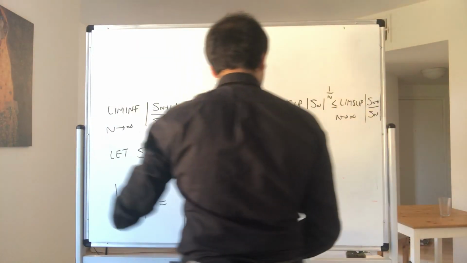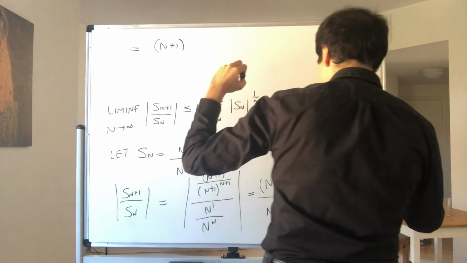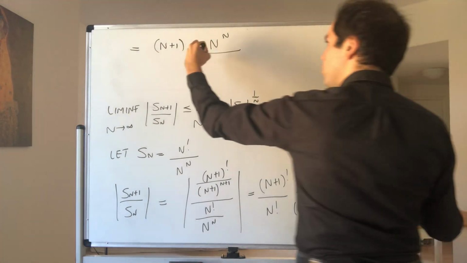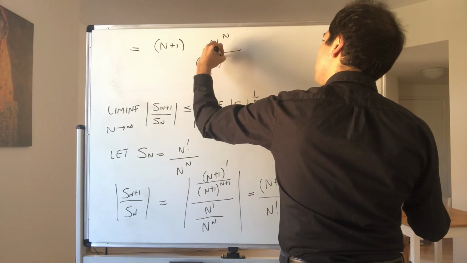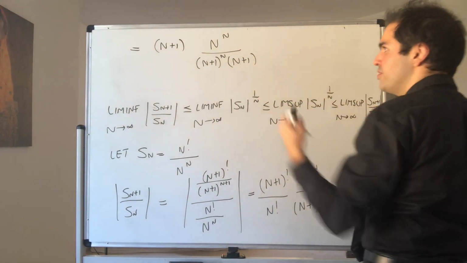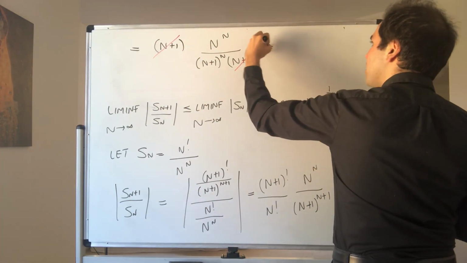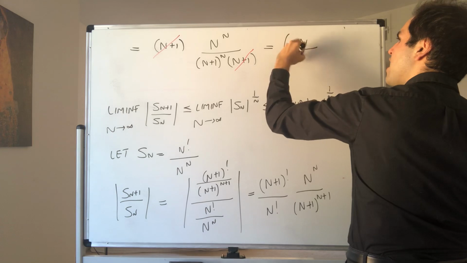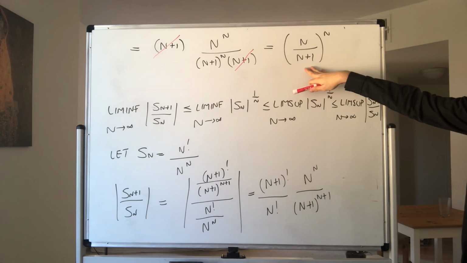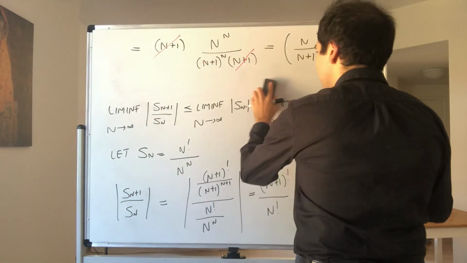So what do we get? Well, the (n+1) factorial over n factorial simplifies to n+1. This is n to the n over, let's just write this as (n+1) to the n times (n+1). And notice this also cancels out. And so in the end, we're left with n over n+1, to the n. But now we would like to take the limit of that as n goes to infinity, so let's work a little bit harder.